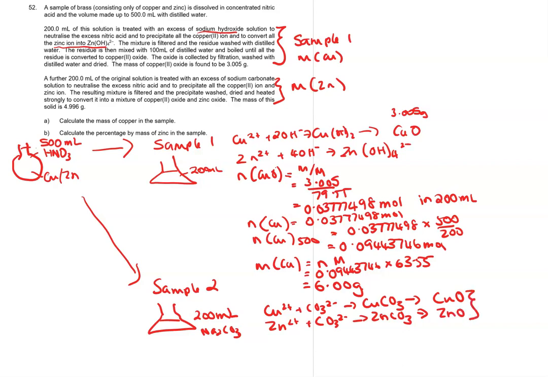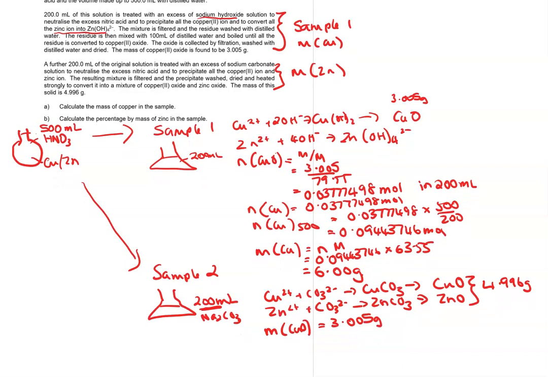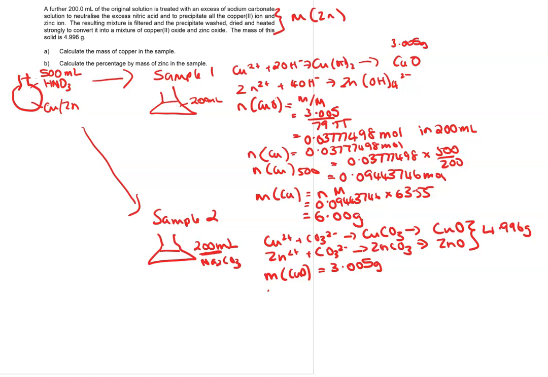Now their combined mass is 4.996 grams. Now because it's still a 200 ml sample, that means that the copper oxide is exactly the same as it was previously, which is 3.005 grams, because same size sample, same concentration, same everything. So the mass of the zinc oxide is going to be equal to 4.996 minus 3.005, which comes out to 1.991 grams.